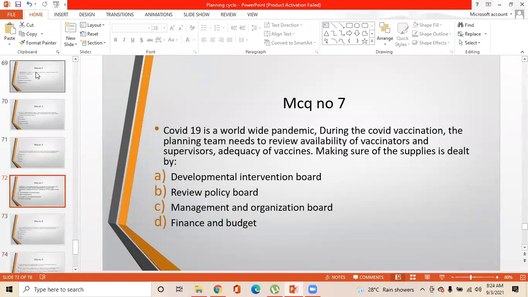COVID-19 is a worldwide pandemic. During the COVID vaccination, the planning team needs to review availability of vaccinators and supervisors, and adequacy of vaccine. Making sure of the supplies is dealt with by: option A is the Developmental Intervention Board, B is Review Policy Board, C Management and Organization Board, and D Finance and Budget. C is the right answer. This is the responsibility of the Management and Organization Board.